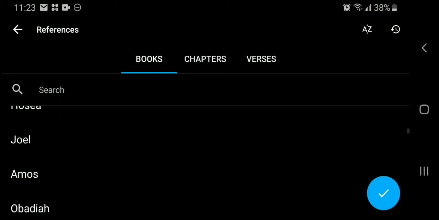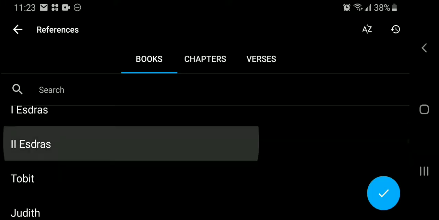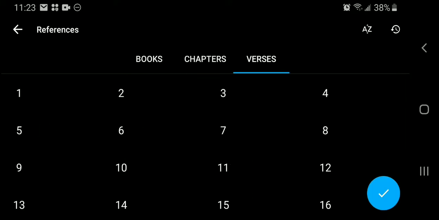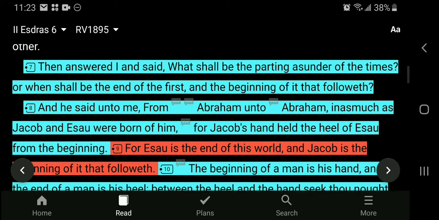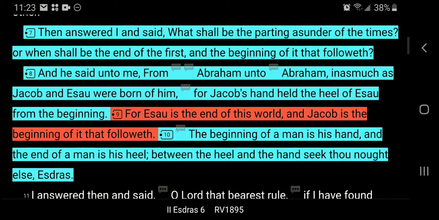All right, so let's get one more. This is 2nd Esdras 6 and verse 7. It says, then answered I and said, what shall be the parting asunder of time? Or when shall be the end of the first and the beginning of it that followeth? And he said unto me, from Abraham unto Abraham, or from Abraham unto Isaac is what it's supposed to say. Because these devils, these demons, they don't want you to know the truth, man. So they go in here and they change scriptures. It's supposed to say from Abraham unto Isaac.